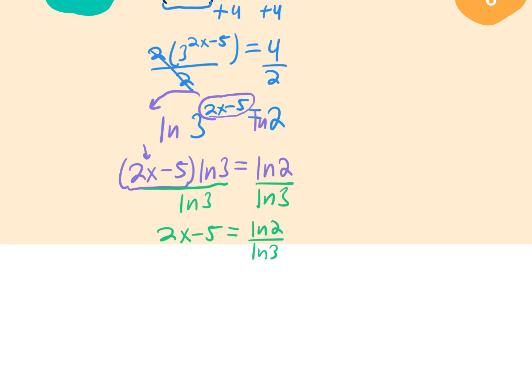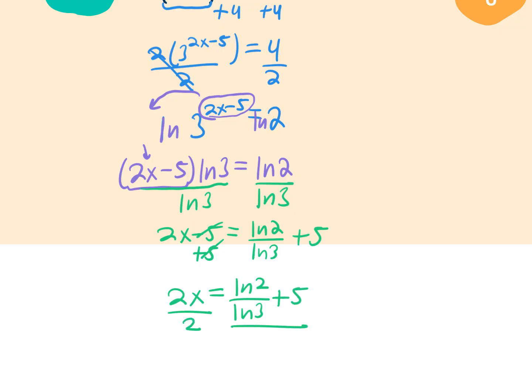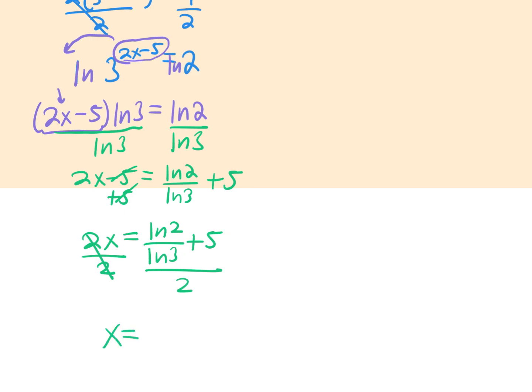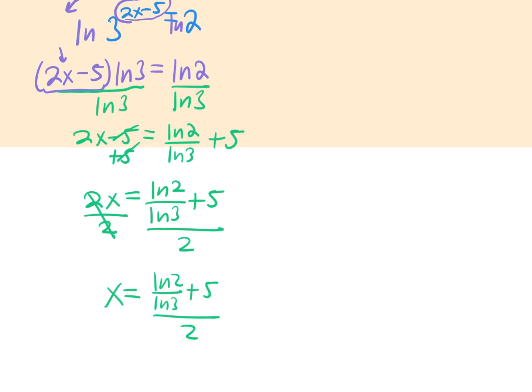And then now a couple more steps. I just want to add 5 on both sides. And so I get 2x equals ln of 2 over ln of 3 plus 5. And then you can divide both sides by 2. So that cancels out, and then we get x is ln of 2 over ln of 3 plus 5, all over 2, right? Ugly answer, I know.